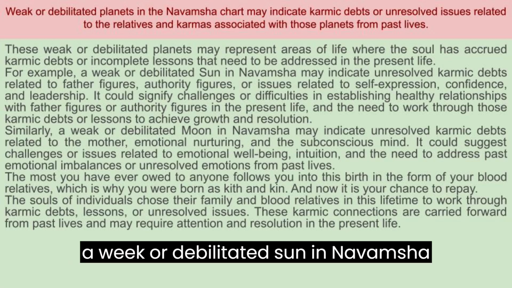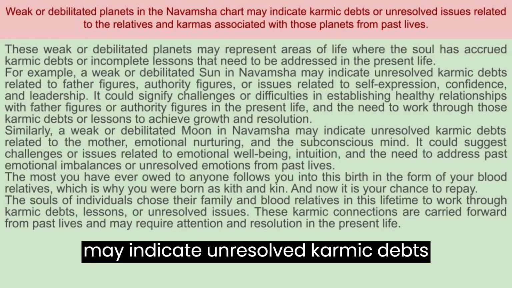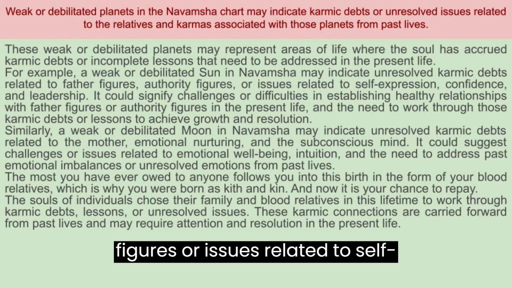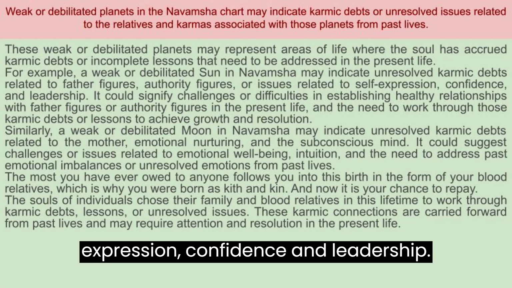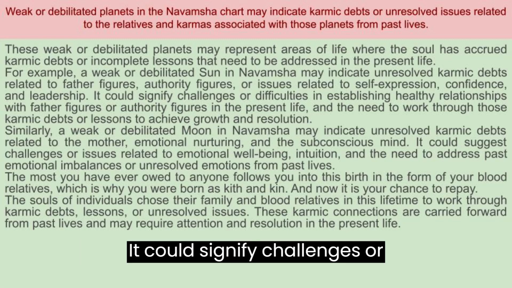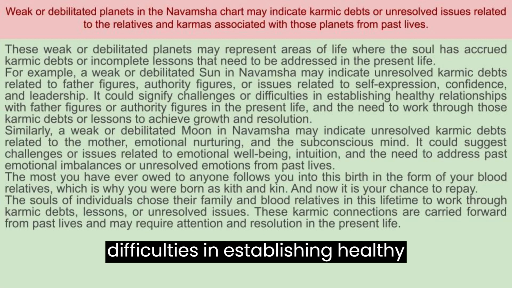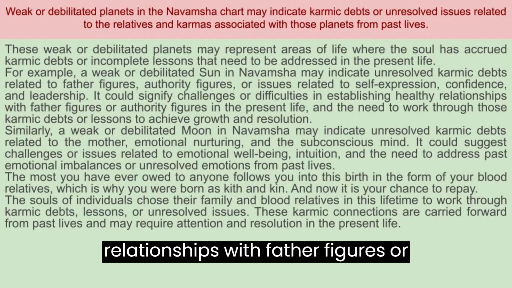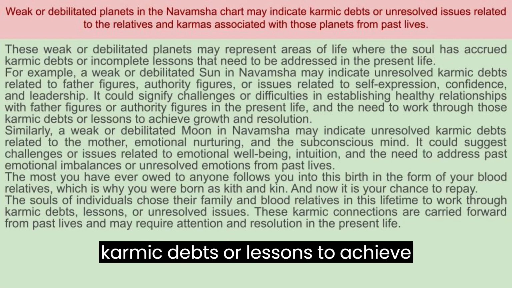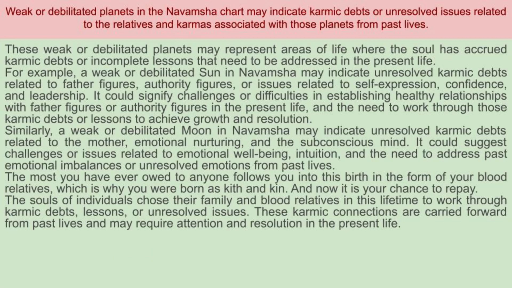For example, a weak or debilitated Sun in Navamsha may indicate unresolved karmic debts related to father figures, authority figures, or issues related to self-expression, confidence, and leadership. It could signify challenges or difficulties in establishing healthy relationships with father figures or authority figures in the present life, and the need to work through those karmic debts or lessons to achieve growth and resolution.